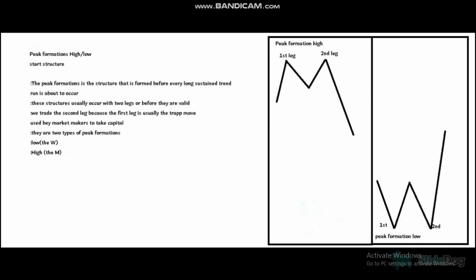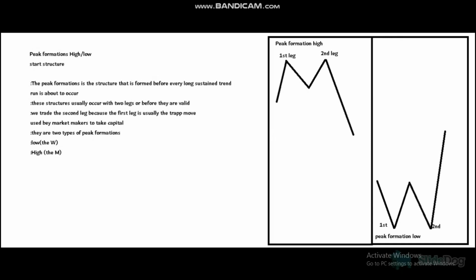So what are peak formation highs and lows? Basically the start structure. The peak formation is the structure that is formed before every long sustained run is about to occur. The peak formation is the structure that basically sets off the long sustained trend run, depending on going up or down. So before every sustained run is about to begin or about to end, there's always going to be a structure that is completed before the long sustained run is about to shoot up, down, or start.